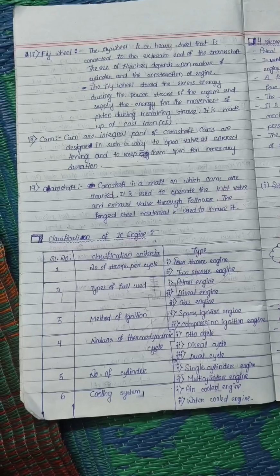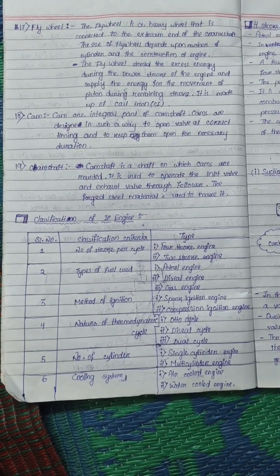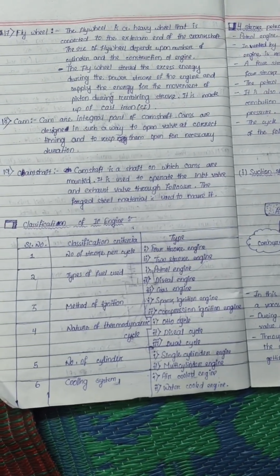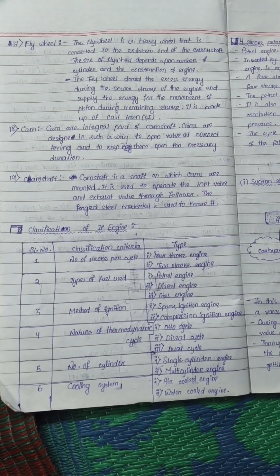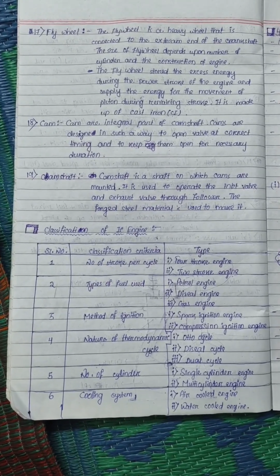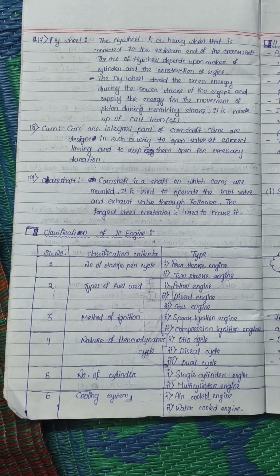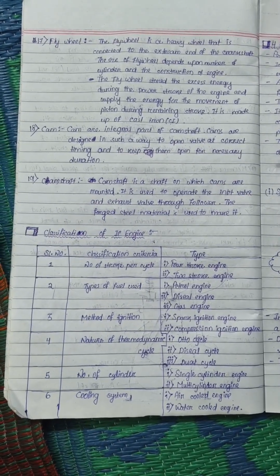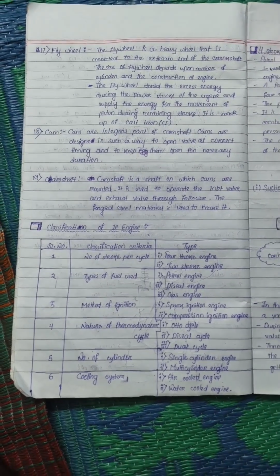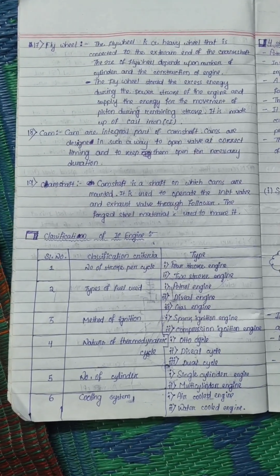Another criterion is the nature of thermodynamic cycle. In this we have three types of engine: Otto cycle, diesel cycle, and dual cycle. Another criterion is the number of cylinders: single cylinder engine and multi-cylinder engine. And lastly we have the cooling system. In this criterion we have two types of engine: air cooled engine and water cooled engine.